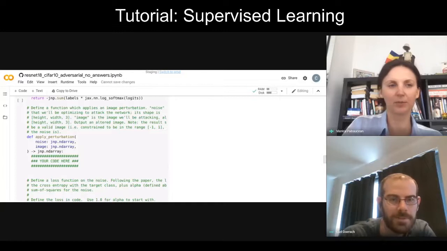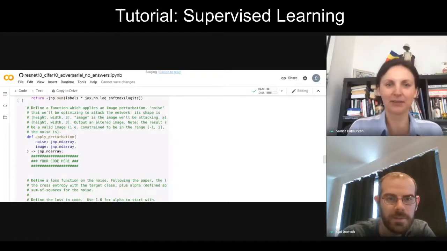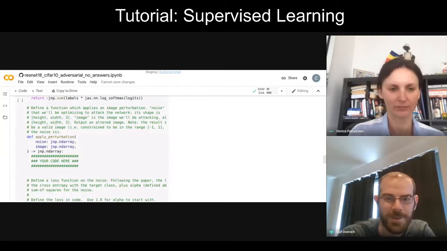60% of the people managed to implement the first part, so that's a success. Good, I will declare that a success. Although I guess it's hard to know whether it's right until you've actually run it and produced an adversarial example.